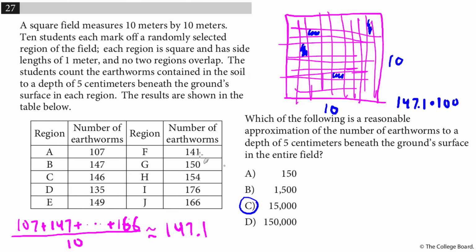Now, my argument is I don't need to do that because I can probably just glance at these numbers and say, okay, I see these numbers, I see these numbers, wonderful. They're all close to 140, 150. I know that I have 100 of these boxes. That 100 here is sort of critical. And so if I do that times 100, I get my answer straight away without having to do all of this computation.